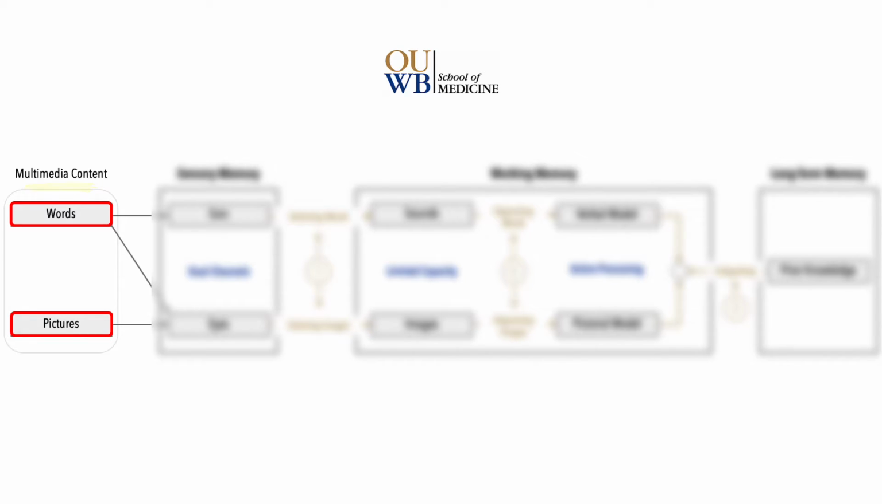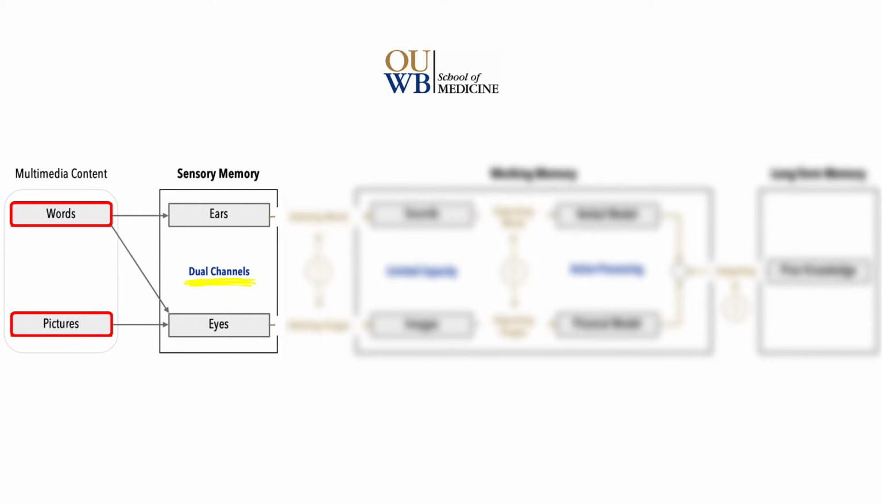sensory memory. Such perception happens via the principle of dual channels, wherein new information can be processed through either the ears or eyes. In a multimedia presentation, words exist both on screen and are spoken by the presenter. Thus, words are processed by both the ears and the eyes. Conversely, pictures on screen are only processed through the eyes.